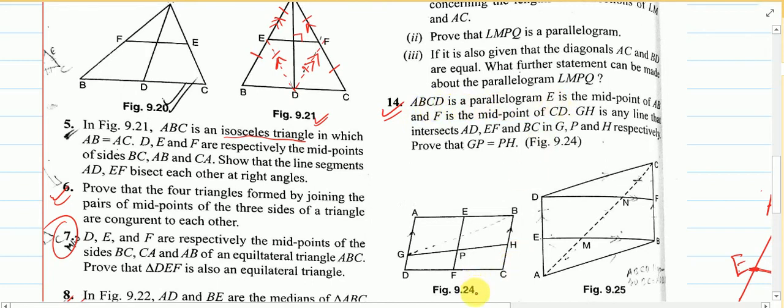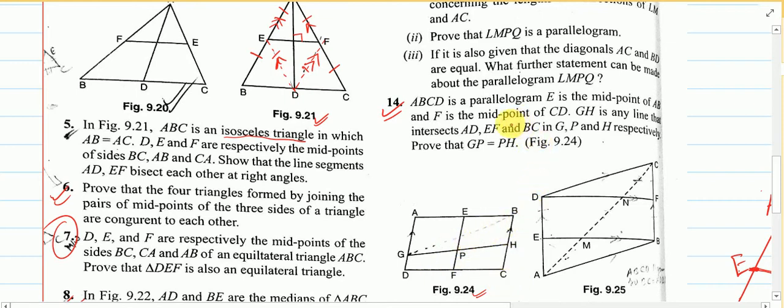Okay, so here they are talking about figure 9.24. So here they are saying that ABCD is a parallelogram. That means the opposite sides are going to be equal. That means AB is equal to DC and they are going to be parallel. So AB equal to DC, AD is equal to BC, and they are parallel to each other.